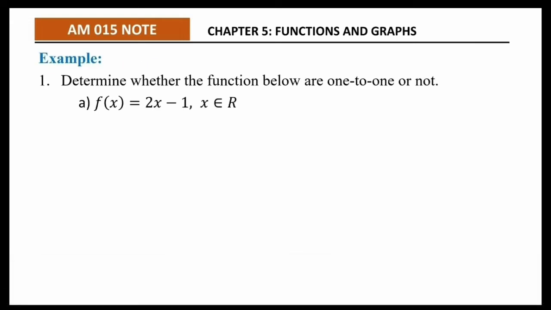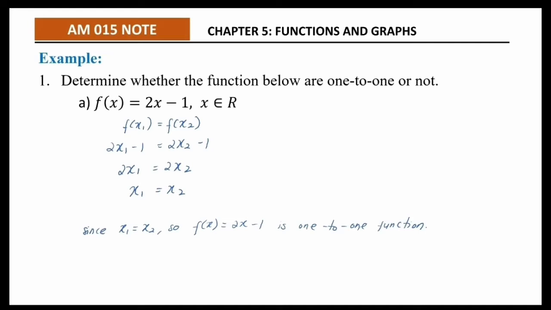Example, determine whether the functions below are one-to-one or not. f(x) equals 2x minus 1, x is a real number. Using the algebraic method, we have f(x1) equals f(x2). Then substitute the function: 2x1 minus 1 equals 2x2 minus 1. Simplify, minus 1 cancels out, 2x1 equals 2x2, and then 2 cancels out, we have x1 equals x2. Since x1 equals x2, f(x) equals 2x minus 1 is a one-to-one function.